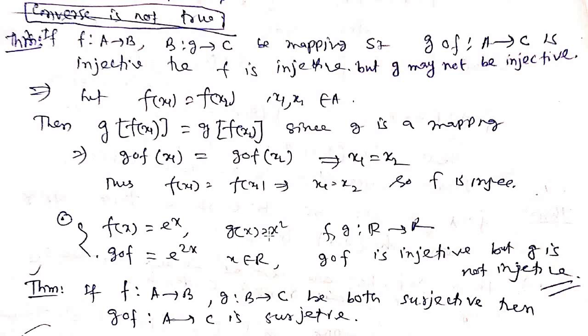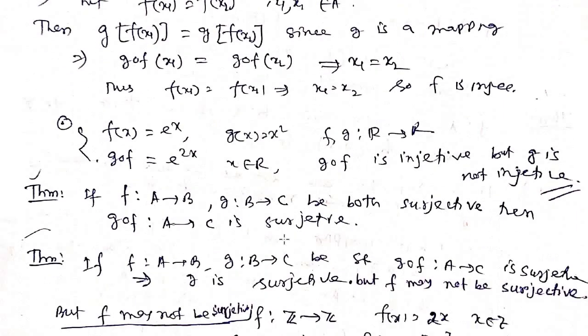But see, here g is non-injective. Why? Because it takes 1 and minus 1. What is g(1)? It is 1. g of minus 1 is also 1. So two different elements go to the same image 1. So this is not injective.